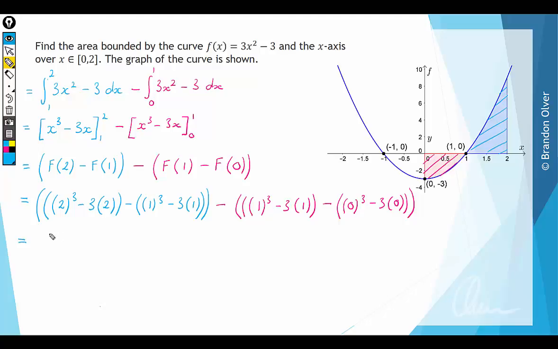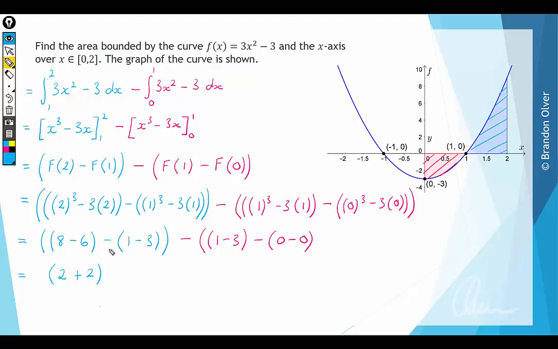So for the blue, we've got 2 to the power of 3 is going to be 8, and then subtract 3 times 2 is 6. Subtract, and that's going to be 1 to the power of 3 is 1, subtract 3. And then in the pink, we're going to have subtracted away, and then the first bit is 1 to the power of 3 is 1, minus 3. And then subtract off 0, take 0. So if we clean that up, we get 8 take 6 is 2, minus, and 1 take 3 is negative 2, so the negative 2 becomes positive 2.